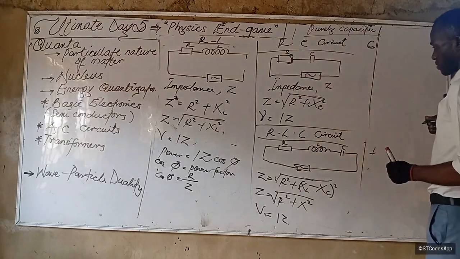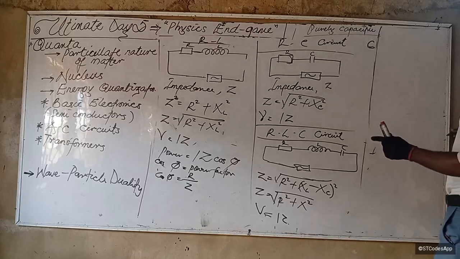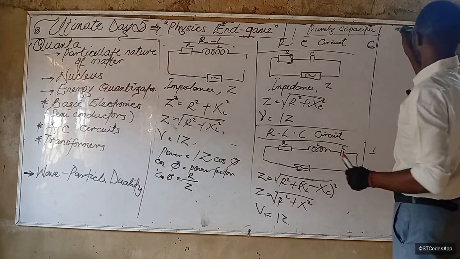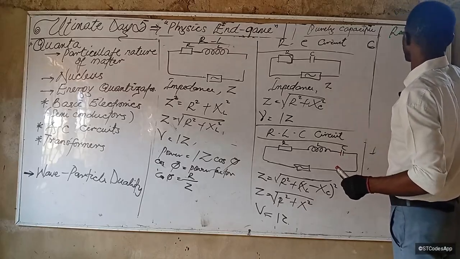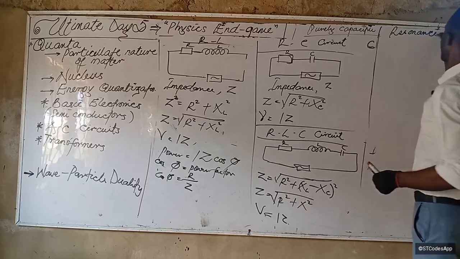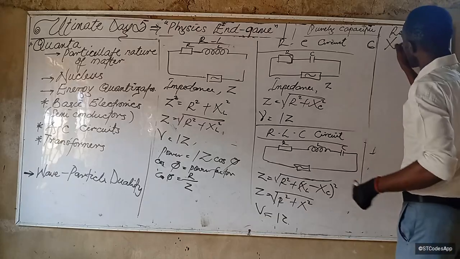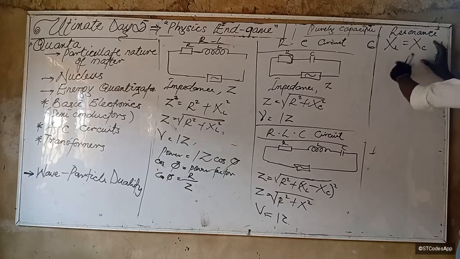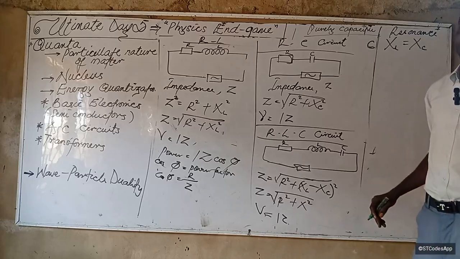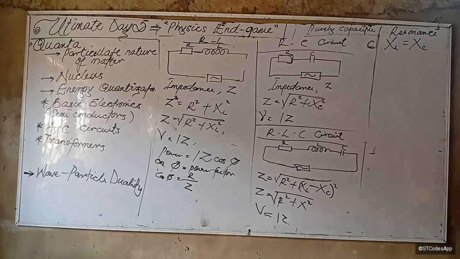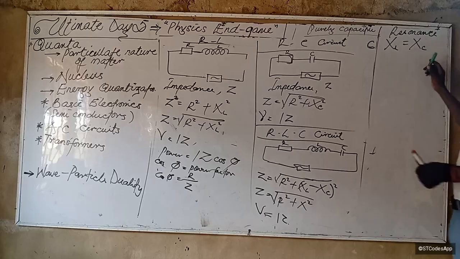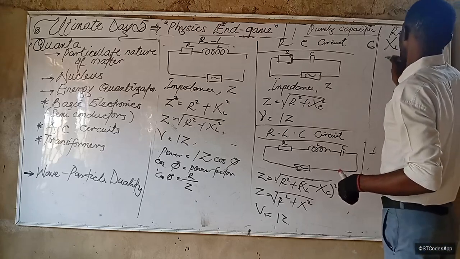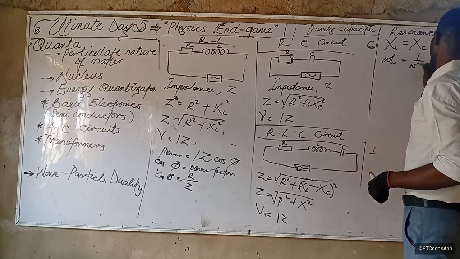So I said that the condition of resonance occurs when X sub L is exactly equal to X sub C. If this is the case, at what frequency does that happen? That frequency at which this happens is called the resonant frequency. The frequency at which X sub L is equal to X sub C is called what? Resonance frequency.